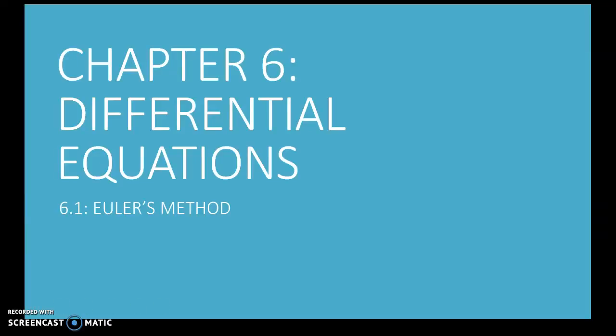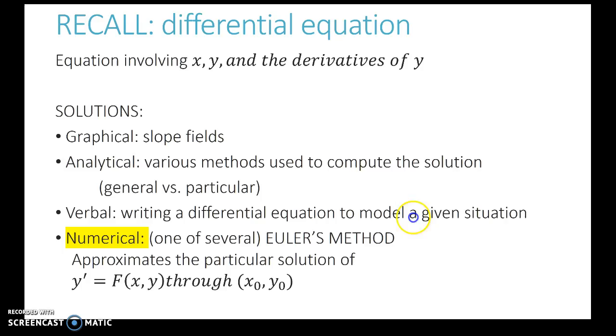Okay, so for the next couple lessons, we'll go back to topics you learned last year in AB and then supplement them with the BC topics that were skipped. First, chapter 6, differential equations, and from section 6.1, Euler's method. Okay, so take a minute if you want to write these things down.